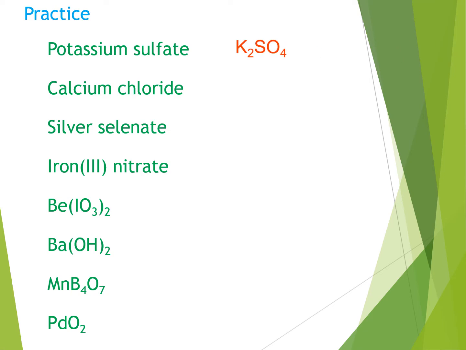Potassium sulfate, calcium chloride, silver selenate, selenium, and it's going to be inside the square, so it's O4. Selenide is -2, so this is -2. Now silver is +1.